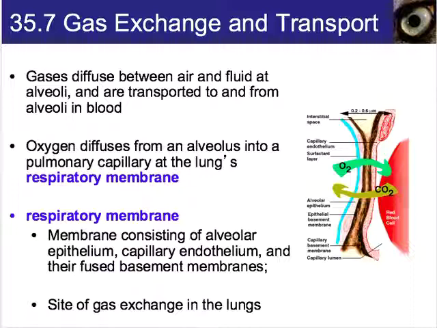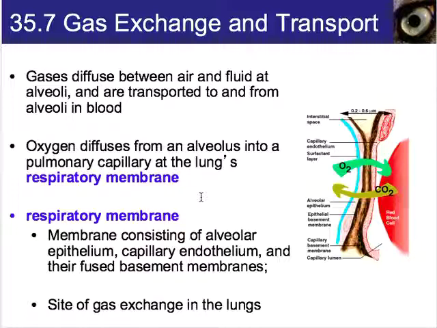So let's talk about exactly how this gas exchange occurs. So gases diffuse between air and fluid at the alveoli. So please know the alveoli, those little berry-shaped things at the very end of your bronchioles, are where gas exchange occurs. Oxygen is going to diffuse from the alveoli into a capillary at the lung's respiratory membrane. So literally across your lungs, you're going to have the exchange of oxygen into a red blood cell, and that red blood cell is also going to be exchanging CO2 back into the lungs.